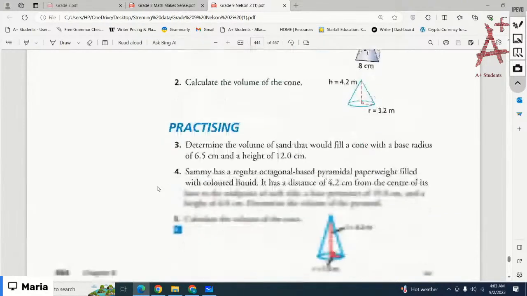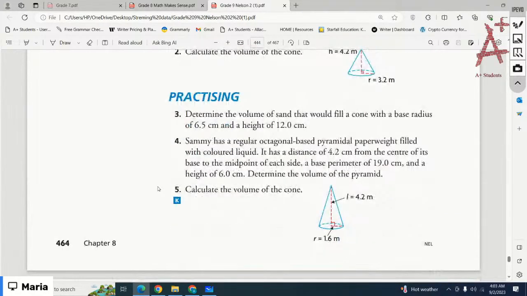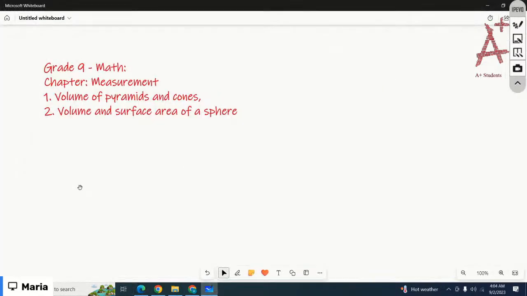Let's start with question number 3. Determine the volume of sand that would fill a cone with a base radius of 6.5 centimeter and a height of 12.0 centimeter. So basically we have to calculate the volume of the cone, right? You are given the base radius 6.5 and the height you are given is 12.